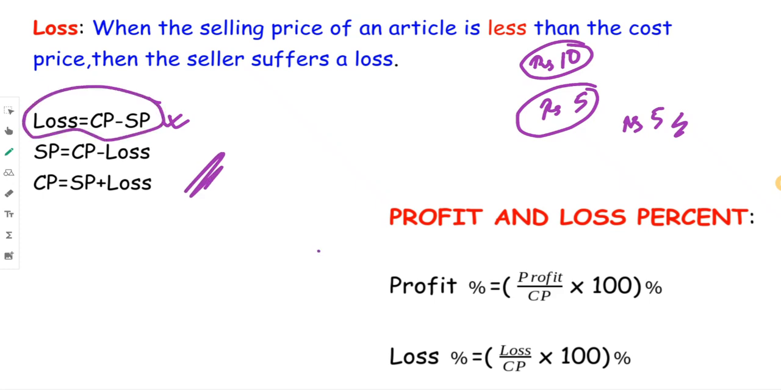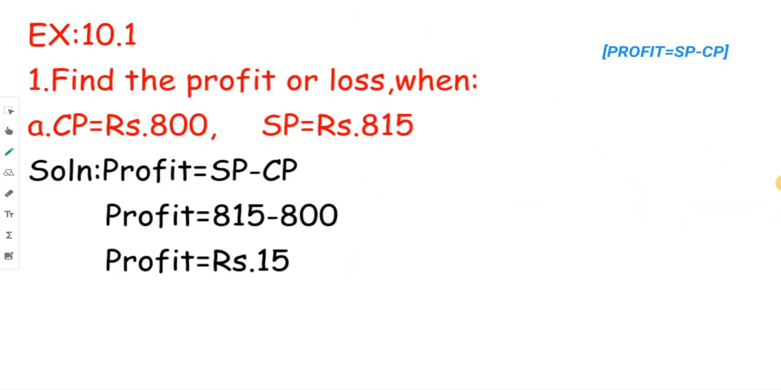Now let's go to the profit and loss percent. Sometimes they will ask us to find it in terms of percentage, your profit percent and your loss percent. How do you find it? Profit percent equals profit by CP into 100, loss percent equals loss by CP into 100. I'll explain this while we're solving this type of question, but for now, just remember. Let's solve one question after the other.